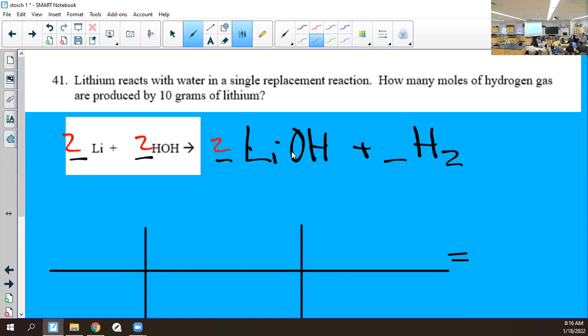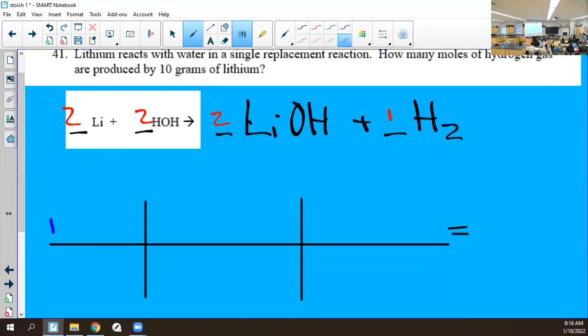All right, this was common too. 2, 2, 2, 1. Anytime you have a family 1 reacting with water, it's always this 2, 2, 2, 1. All right, now I'm going to follow the process. Here we go. We will have 10 grams of Li. All right, which means down here I have grams of Li.